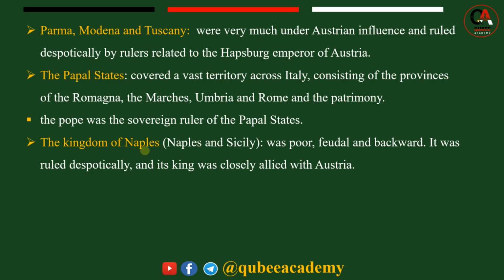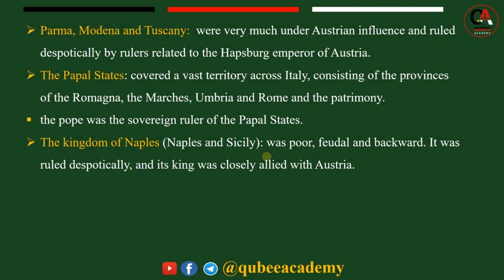According to the new curriculum, the Kingdom of Naples and the Kingdom of Sicily, made up of two important states, Naples and Sicily, were poor provinces. Venetia and Lombardy were rich provinces. The poor, feudal and backward one is the Kingdom of Naples. Historically, this king was closely allied with Austria, so again it was under the influence of Austria.